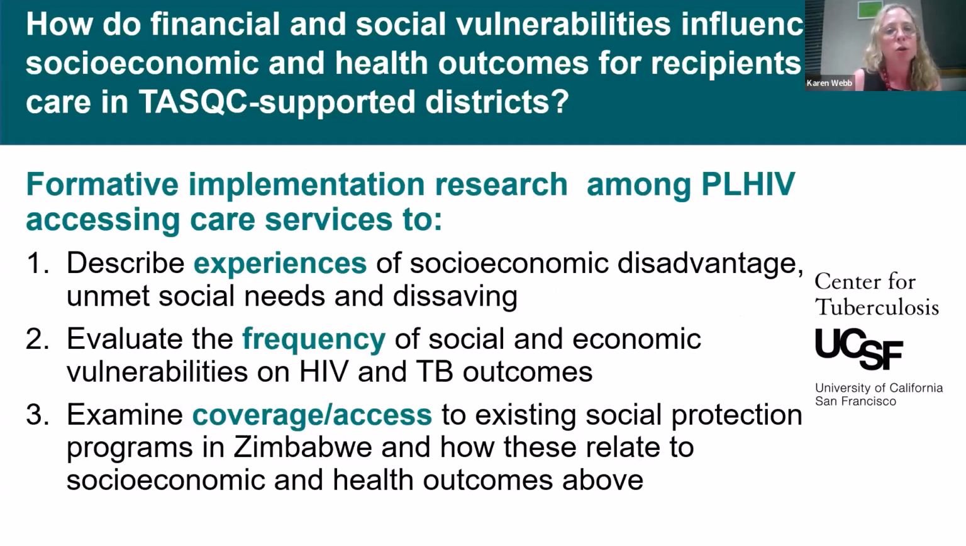So together, we sought to conduct implementation research amongst people living with HIV in terms of their access to care services, to describe their experiences of socioeconomic disadvantage and unmet social needs and savings, and also to evaluate the frequency of social and economic vulnerabilities on both HIV and TB outcomes. And then finally, to examine the coverage or access. So amongst those that are receiving HIV and TB care and treatment, how many have actually ever accessed social protection programming?